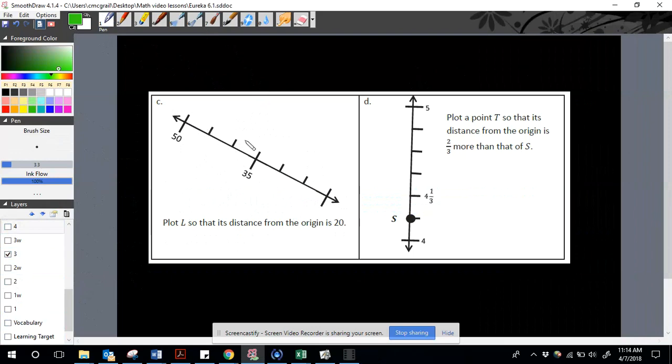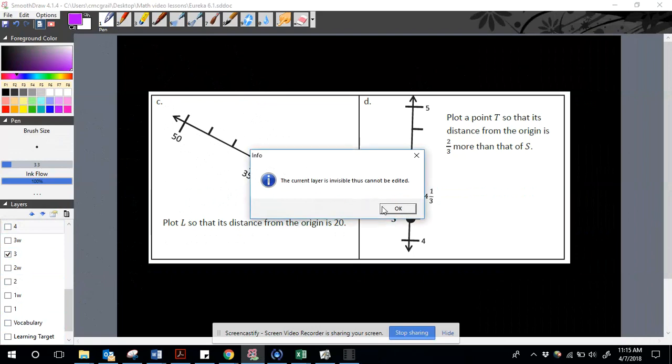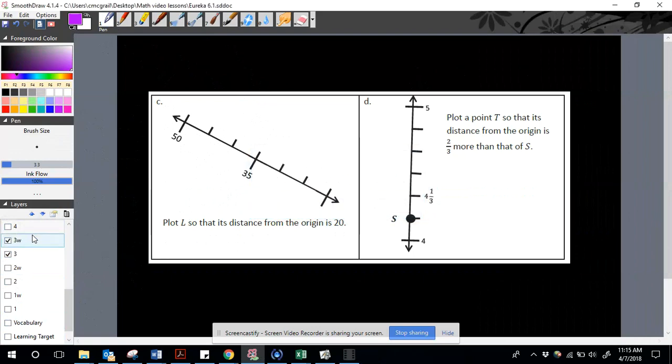So from 50 to 35, I know that it's a distance of 15 because 50 minus 35 is 15. And there are 3 here. So I think that each jump is going to be 5 because this whole jump is a jump of 15. Let's mark this just to double check and see. 45, 40, 35, 30, 25, and 20.